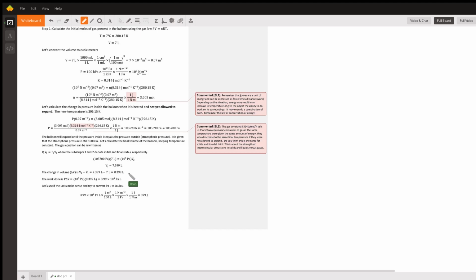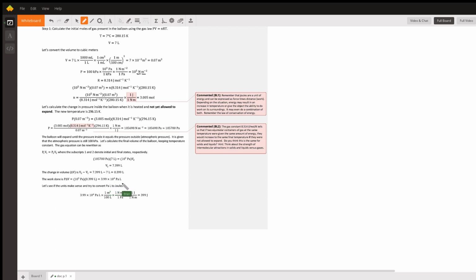So going back to the definition of work, one form of work is changing the volume of something against a constant pressure. So the work done would be, you might have seen this in a textbook as P delta V, pressure times the change in volume. And so we get this, 3.99 times 10 to the 4th pascal liters.